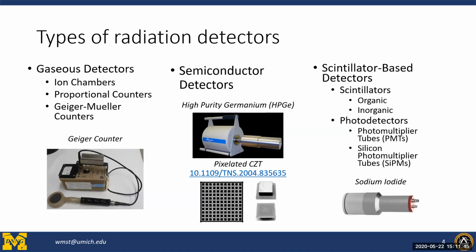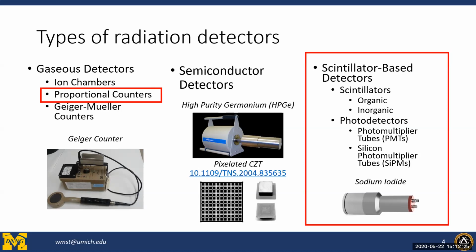Finally, we also have scintillator-based detectors. So these are detectors where you have some kind of medium that ionizing radiation comes in, interacts with, produces photons, and those photons are then collected through some kind of photodetector. In this case, the medium is called the scintillator. These can be organic or inorganic. And then the photodetectors, there are more than these, but the two we're going to focus on are photomultiplier tubes and silicon photomultiplier tubes.